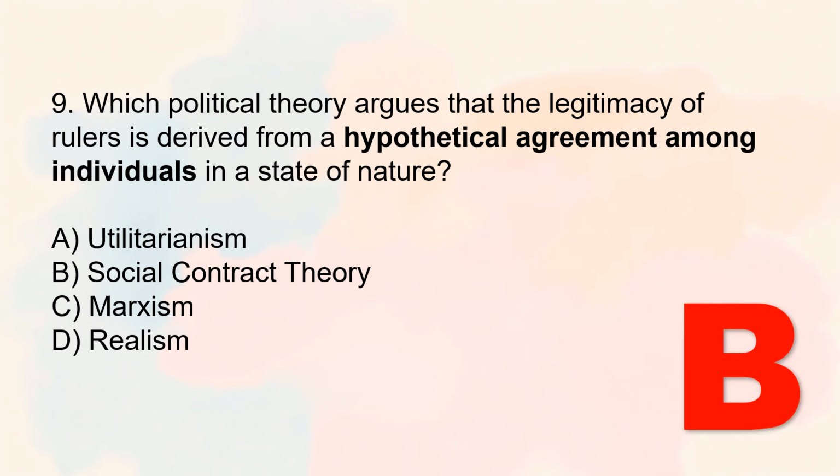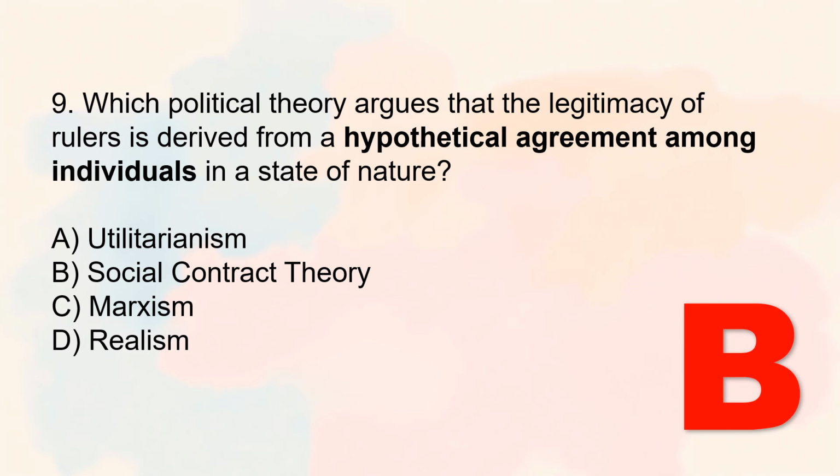Okay, the correct answer is social construct theory. Social construct theory, championed by philosophers like Hobbes, Locke, Rousseau, suggests that government exists based on an implicit agreement where individuals surrender some freedom in exchange for security and order. So there's an agreement among individuals. So letter B is the best answer.